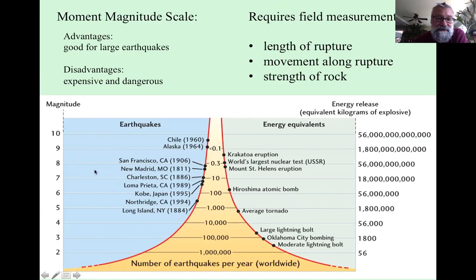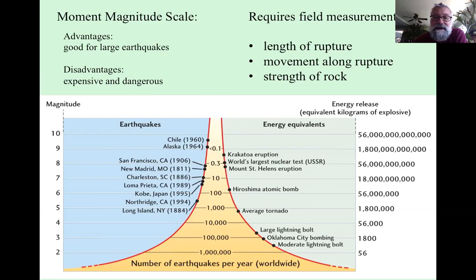It's sort of the opposite. With the Richter scale, we determine the magnitude, and then we can estimate the energy released. With the moment magnitude, we calculate the energy released, and then we work back to the Richter magnitude in there. The advantage for using the moment magnitude scale is that it is great for large earthquakes. The disadvantage for this one, and there is a big one, is that it's expensive and dangerous.